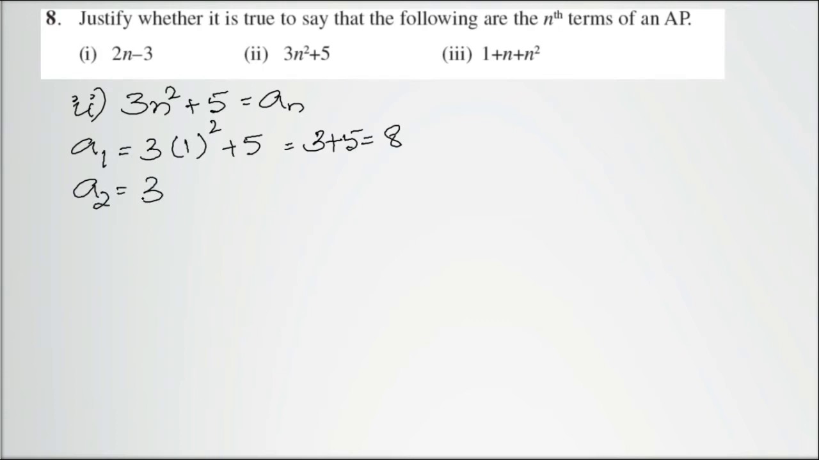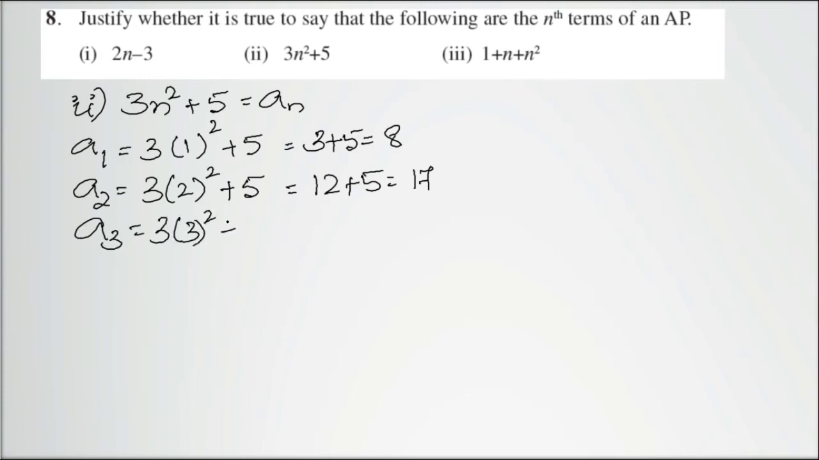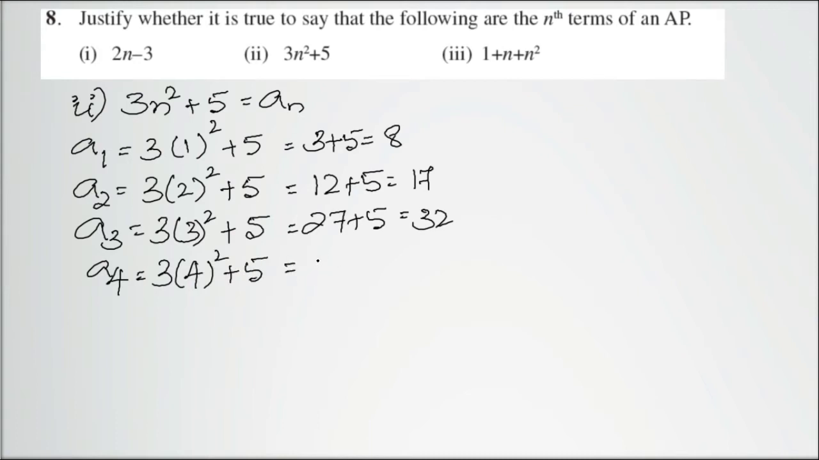a2 will be 3 times 2 square plus 5. 2 square is 4, 4 3s are 12 plus 5, nothing but 17. The third term is 3 times 3 square plus 5. 3 square is 9, 9 3s are 27, added to 5, we get it as 32. a4 will be 3 times 4 square plus 5, we get 16 3s are 48 plus 5, nothing but 53.